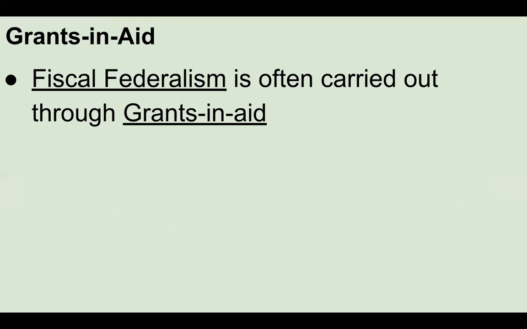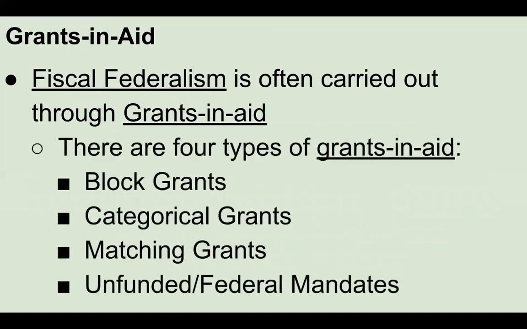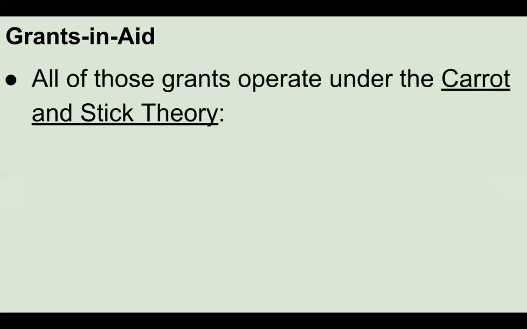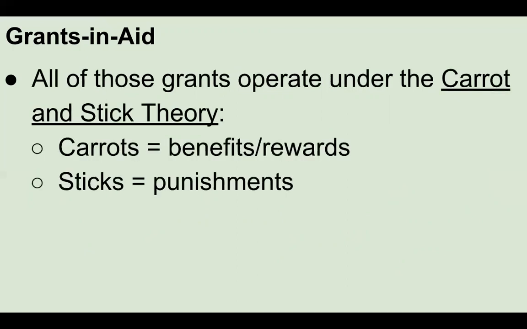And grants in aid come in a variety of flavors. We've got block grants, categorical grants, matching grants, and then unfunded mandates. And we're going to go over all four of those. So grants in aid operate based on this theory of the carrot and the stick. Maybe you have heard of this in your economics class, because this is certainly used in economics. It's also used in business as a theory on how to run a company. But basically, carrot and stick theory is this.